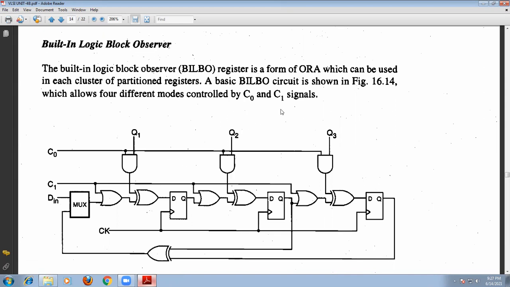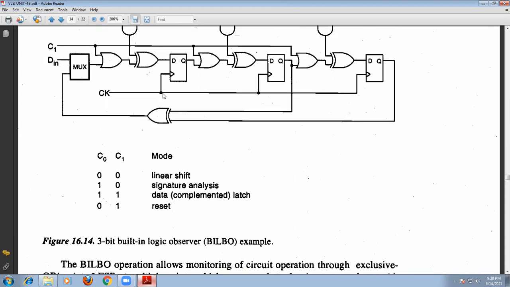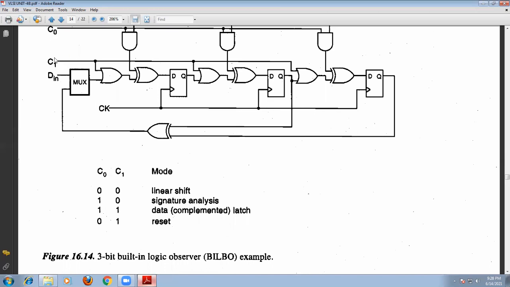It consists of two control signals, C0 and C1, and depending upon them we have four different modes. When C0 and C1 are 0, 0, we can consider it the linear shift mode. Because of the AND gate function in this case, this will become 0, so the active OR gates will be 0, and the circuit behaves like a linear shift register. The contents will be linearly shifted.